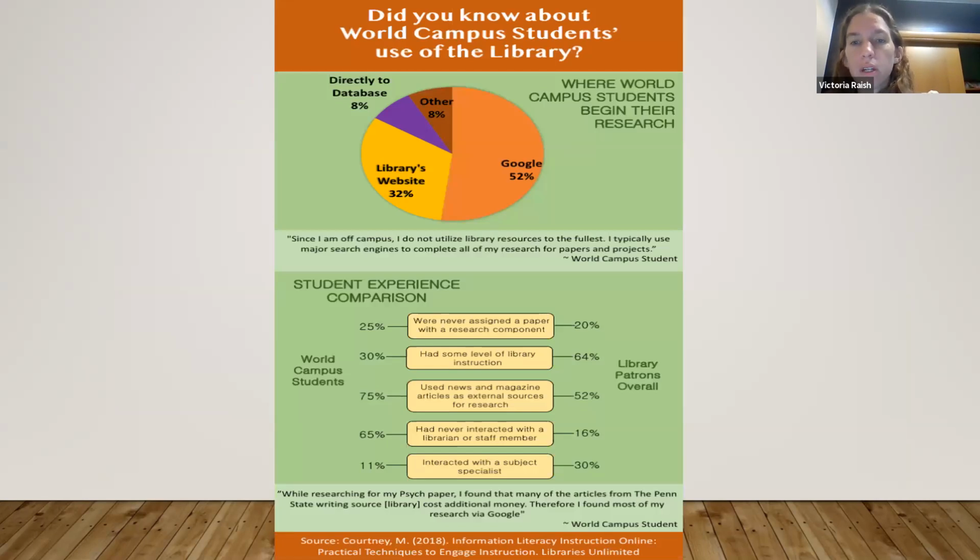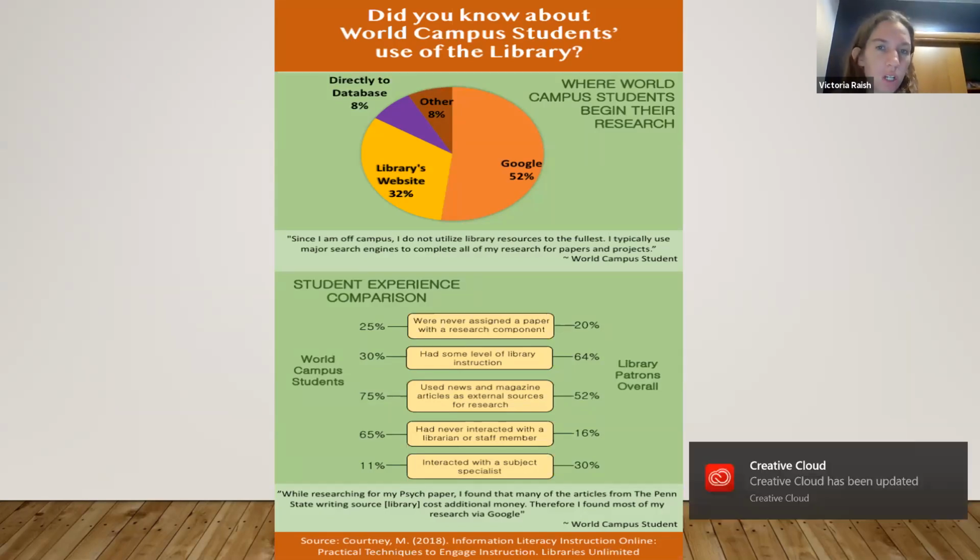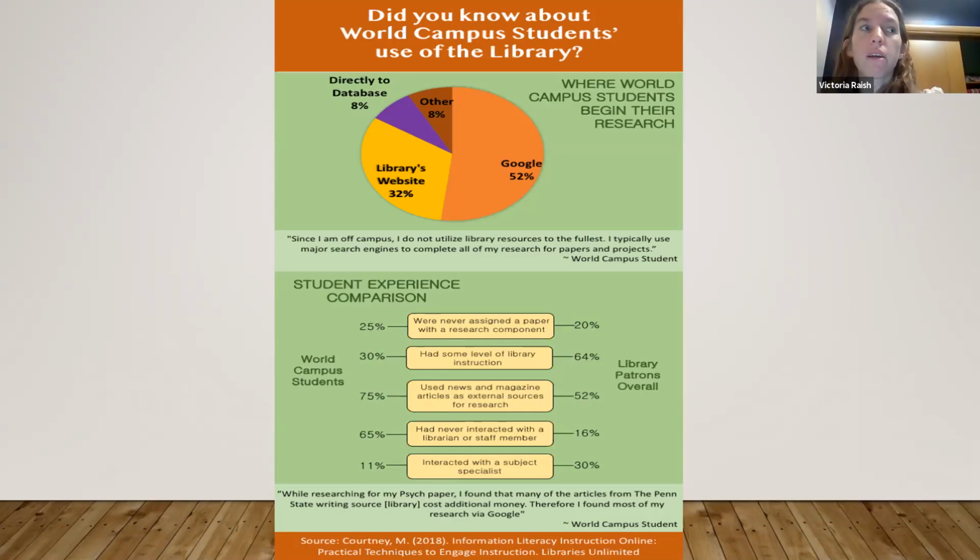So this infographic comes from, and I made it a little bit unfocused just so you could see what the infographic really was showing. It comes from an Ithaka survey we did with undergraduate students in 2016, which really focused on all students, but we were able to pull out some specific rural campus data. We were wondering where rural campus students started their research, and then we wanted to see in general what the student experience looks like for rural campus students versus other library patrons overall, which includes everyone at University Park, but also everyone at the Commonwealth campuses as well.